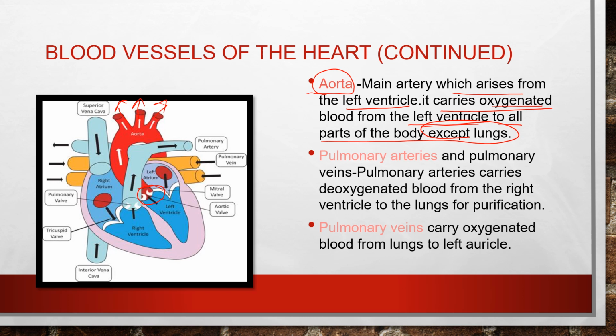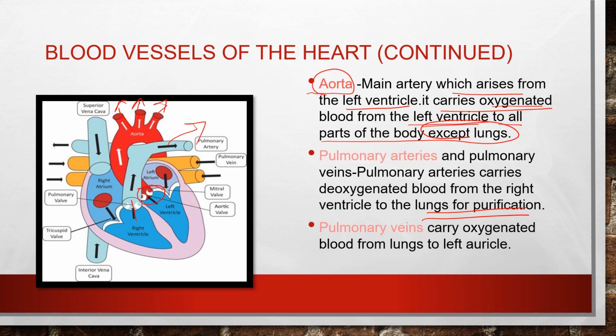Again, there comes the pulmonary artery. So the pulmonary artery is carrying the deoxygenated blood from the right ventricle to the lungs. Why? For purification. So to get this deoxygenated blood oxygenated, the pulmonary arteries are carrying the blood from the right ventricle to the lungs for the purification process.